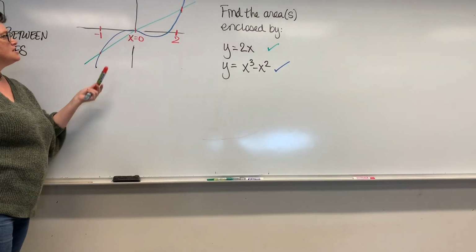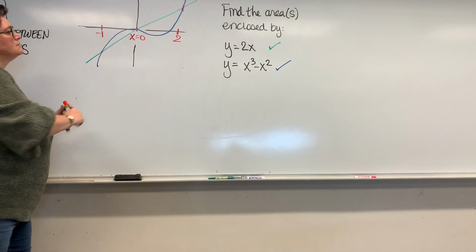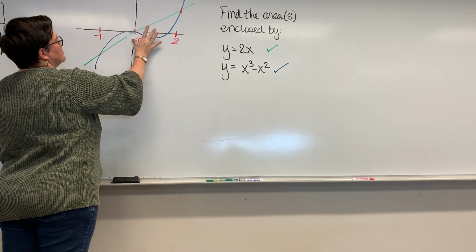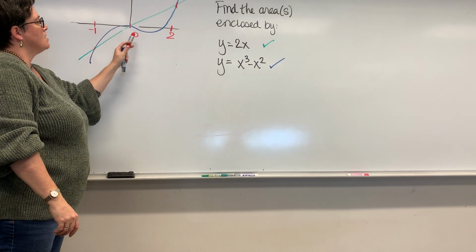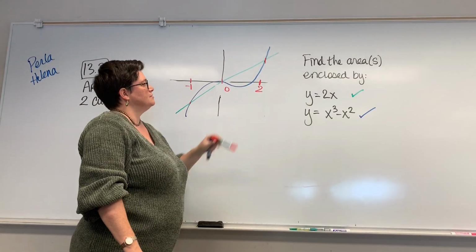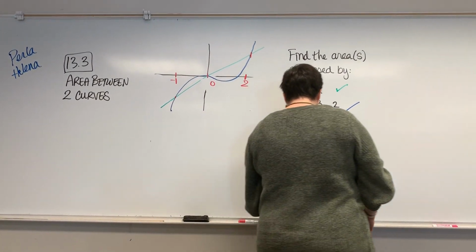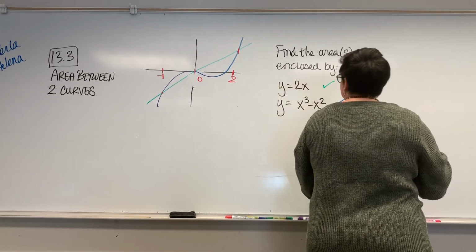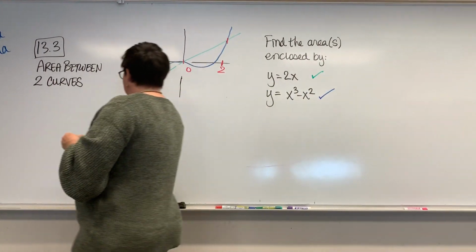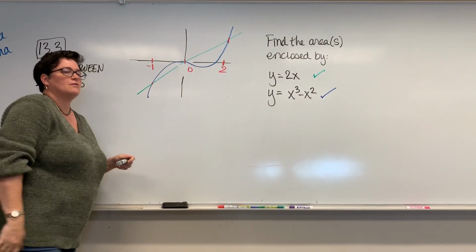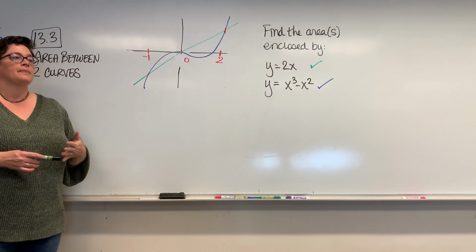All right, now who's on top for this first region from -1 to 0? The blue one. And who's on top for the region from 0 to 2? The green one. Okay, so how do we set this up, guys? Oh, by the way, how would we do this algebraically? Because some of you are like, screw the graphing, I want to do it algebraically. It's okay, you can do that too. How would we do it?